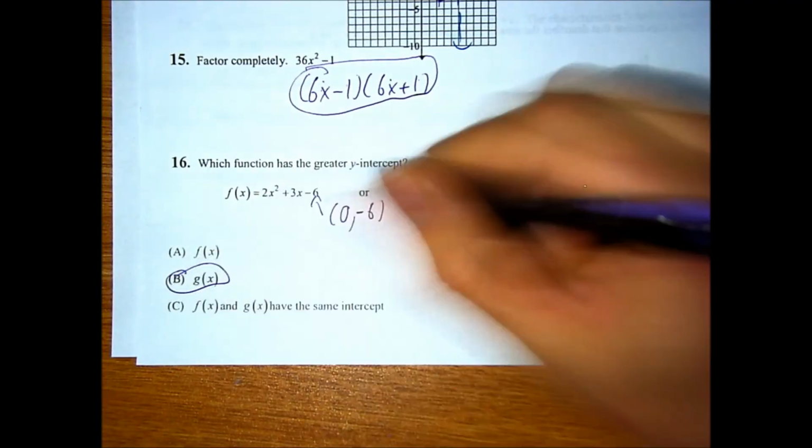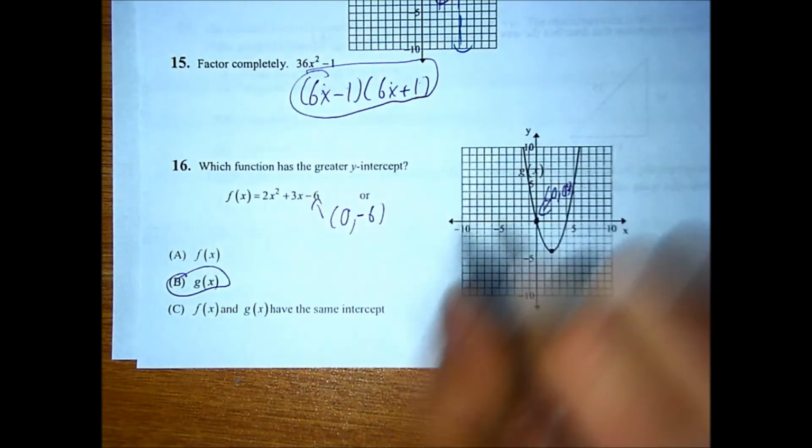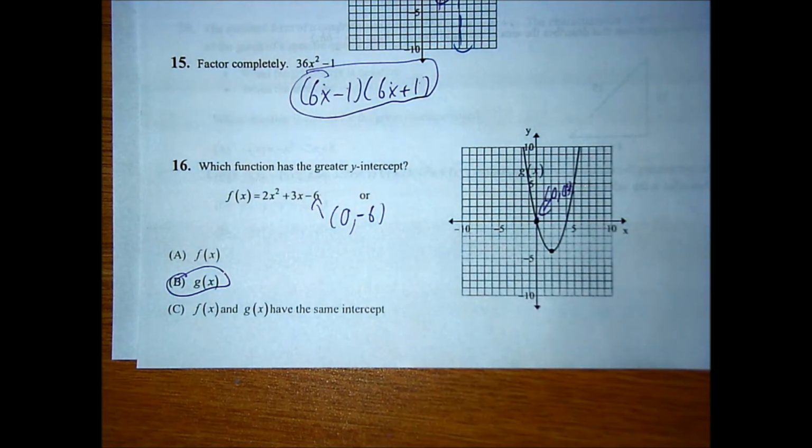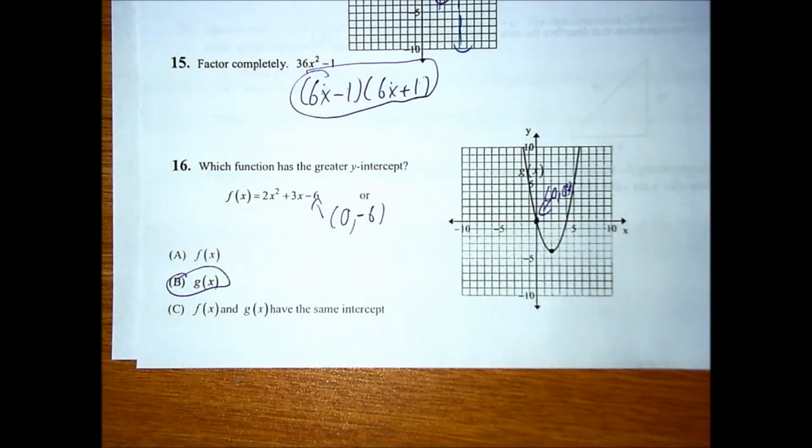When you're looking at y-intercepts, you're looking at the constant at the end of the quadratic, or at the value of y when x is 0. What is the value of y? All right, moving along.